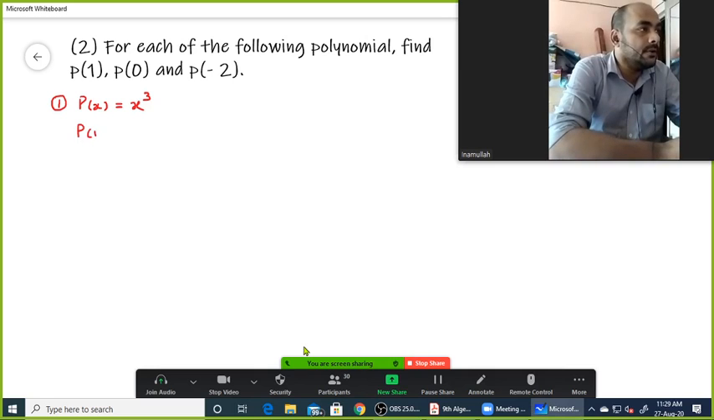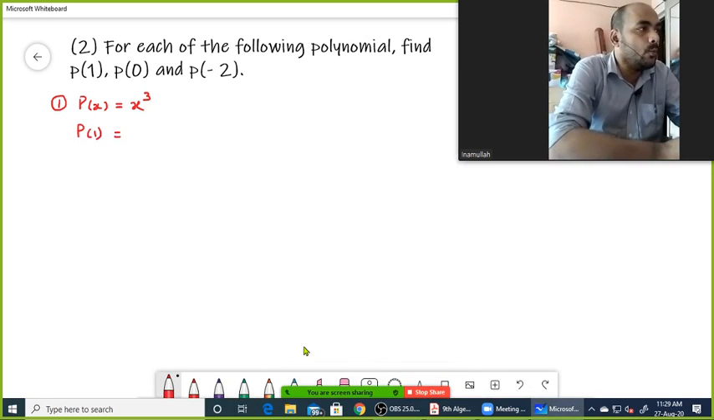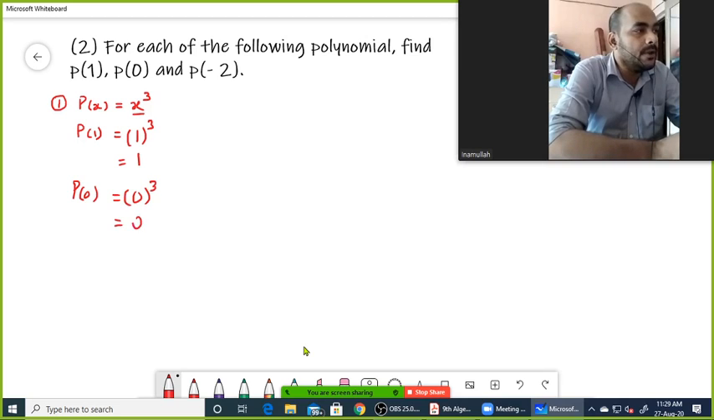So here instead of x we can take 1. Here we have x cube, so we can take 1 cube. 1 cube will remain as 1. So the value of the polynomial when x is 1 is 1. Then we need P0. So P0, we will take 0 in the place of x, that is 0 cube will remain as 0.